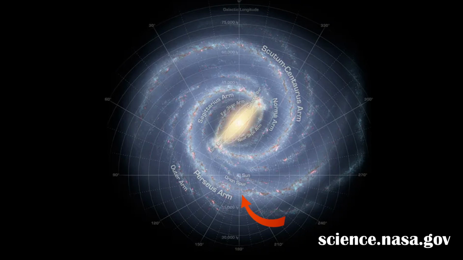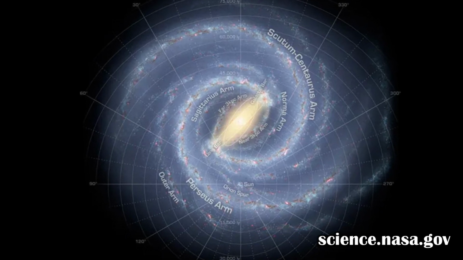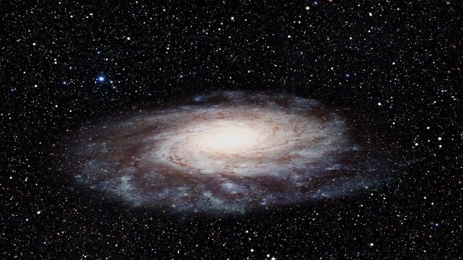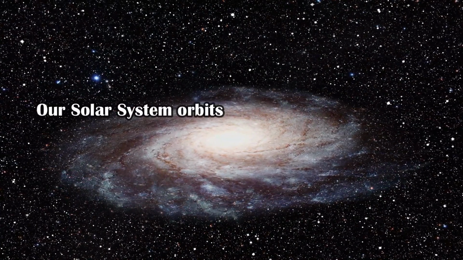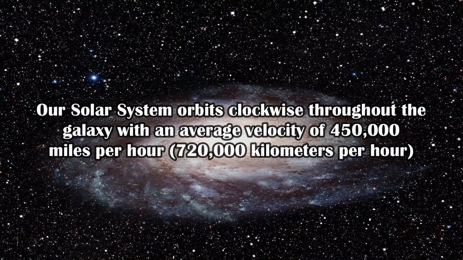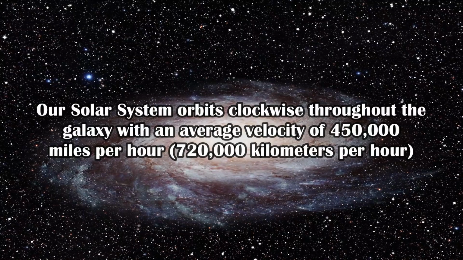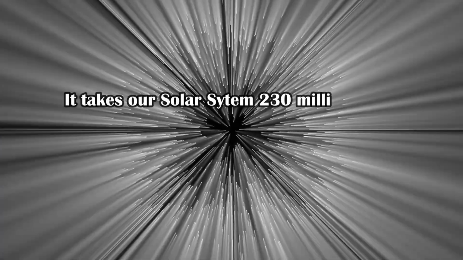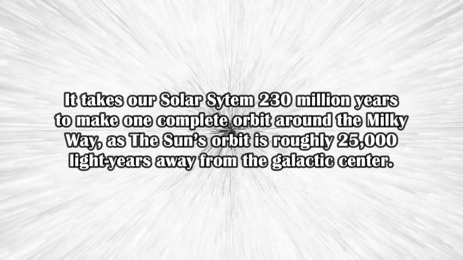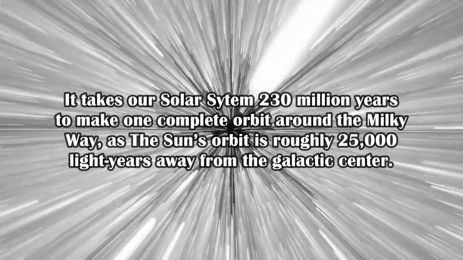Located in a spiral arm called the Orion Spur that extends outward towards the Sagittarius arm in the Milky Way galaxy, this 4.6 billion-year-old yellow dwarf star and the rest of the solar system orbits clockwise throughout the galaxy with an average velocity of 450,000 miles per hour. Even with such speeds though, it still takes us about 230 million years to make one complete orbit around the Milky Way, as the Sun's orbit is roughly 25,000 light-years away from the galactic center.